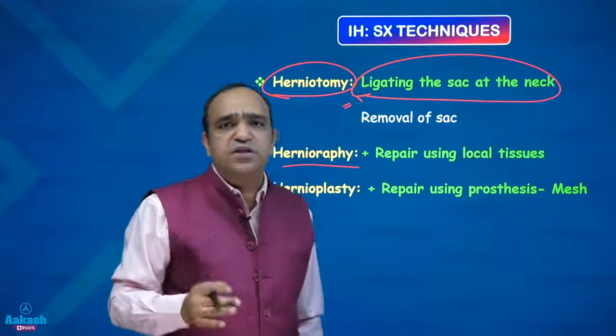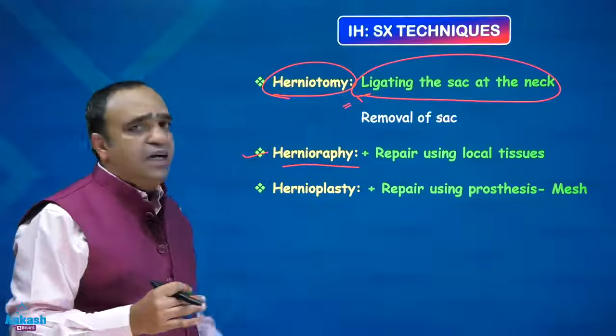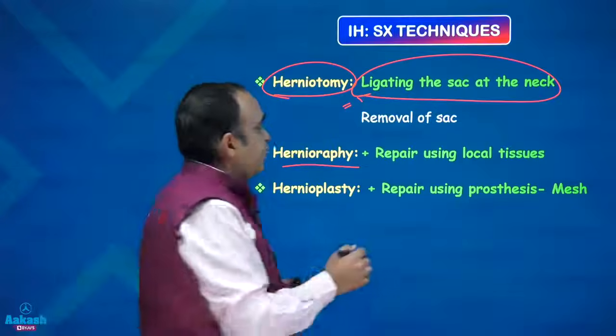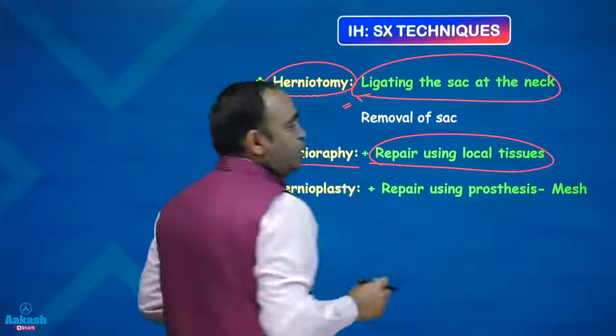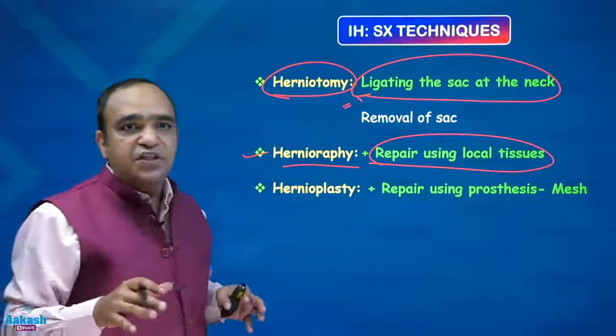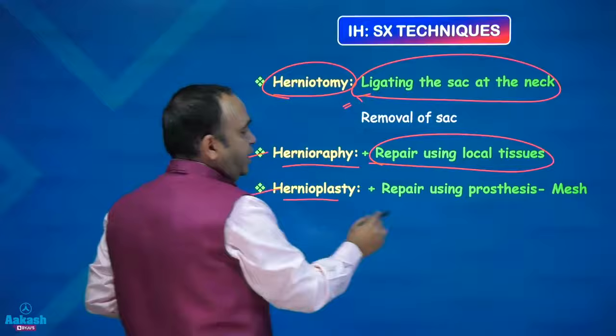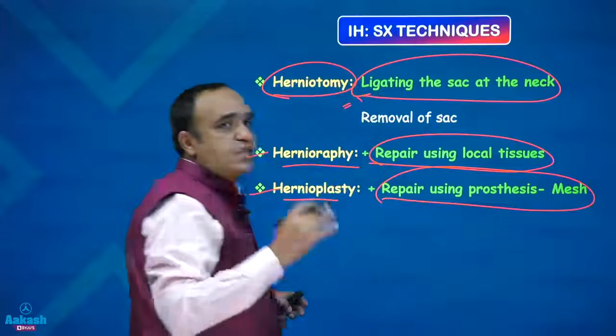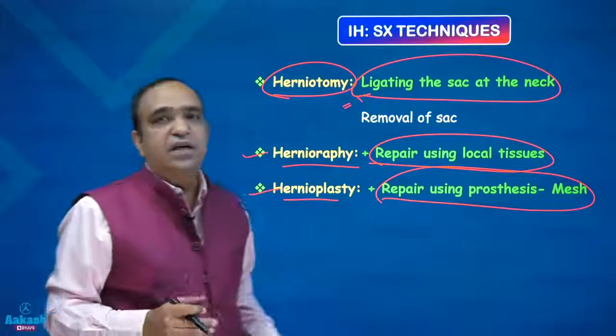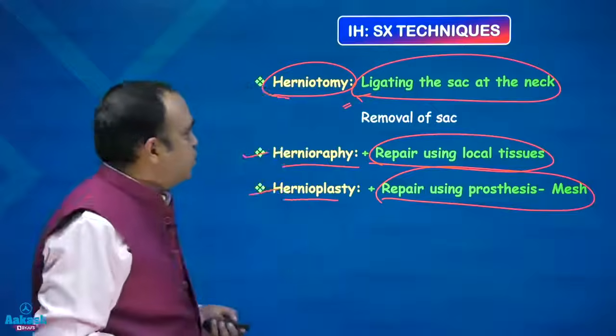Herniorrhaphy is additional repair, right? Herniotomy alone is not sufficient, particularly in adults. We need to repair the defect. If we repair the defect using local tissues, muscles, fascias and others, that is called herniorrhaphy. Hernioplasty, where we repair the defect using some external prosthetic material, and you know it's mesh.